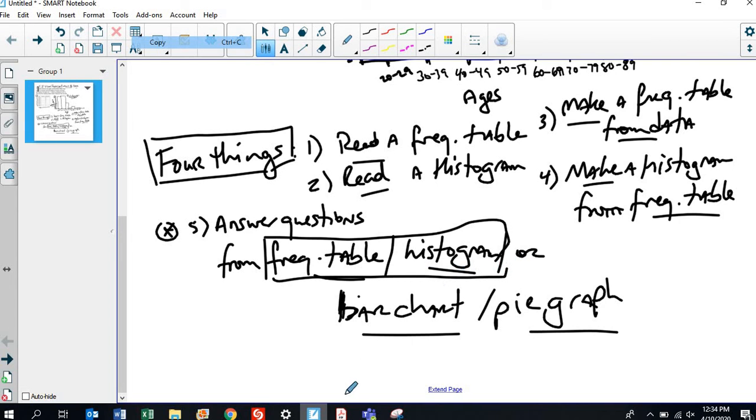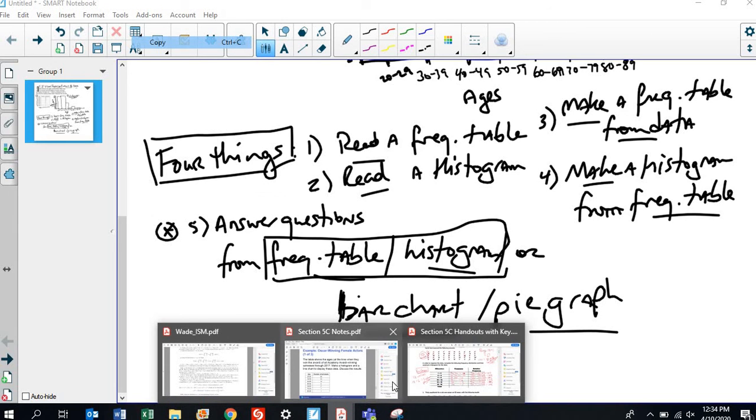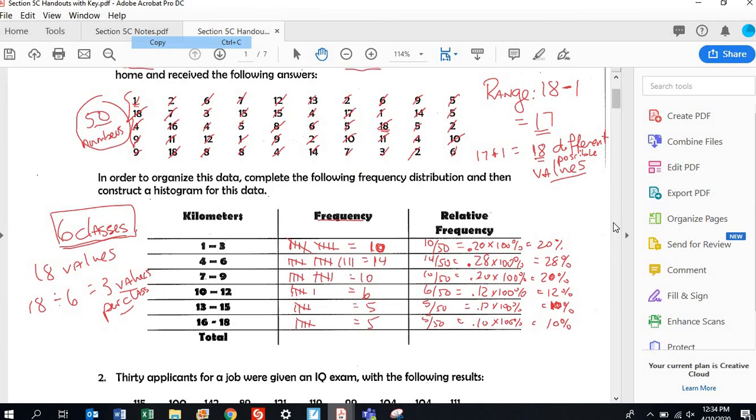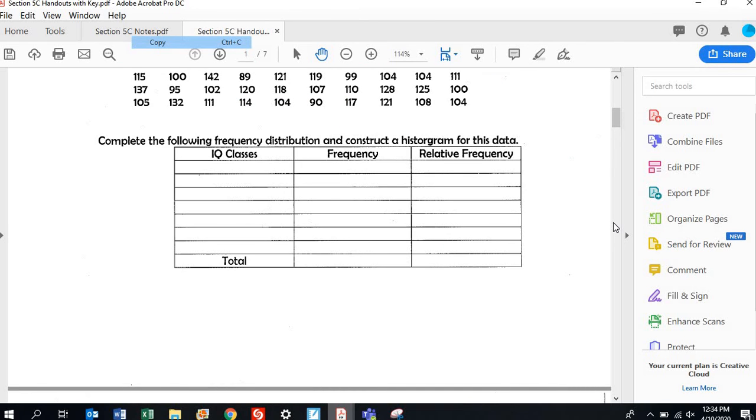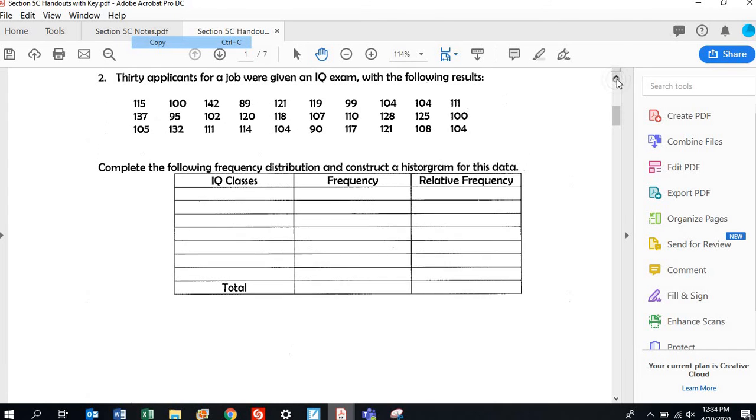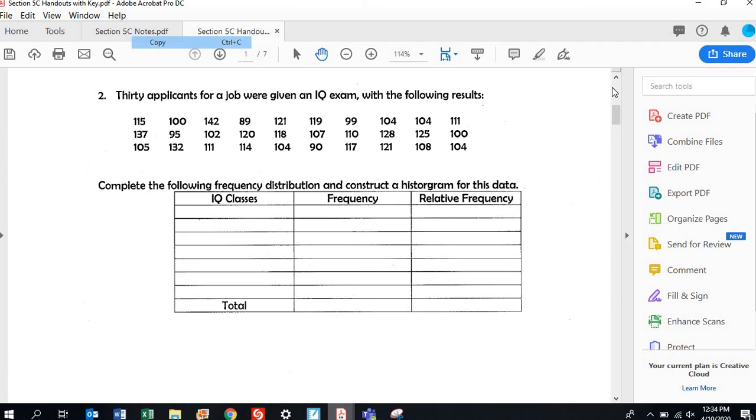If you go down and take a look at the rest of your handouts, you'll see there's another problem here, Problem 2. Let me help you out with this just a little bit. What's the range of problem number 2? Well, the smallest number in this whole data set looks like 89. The largest number in the whole data set is, I think, 137.